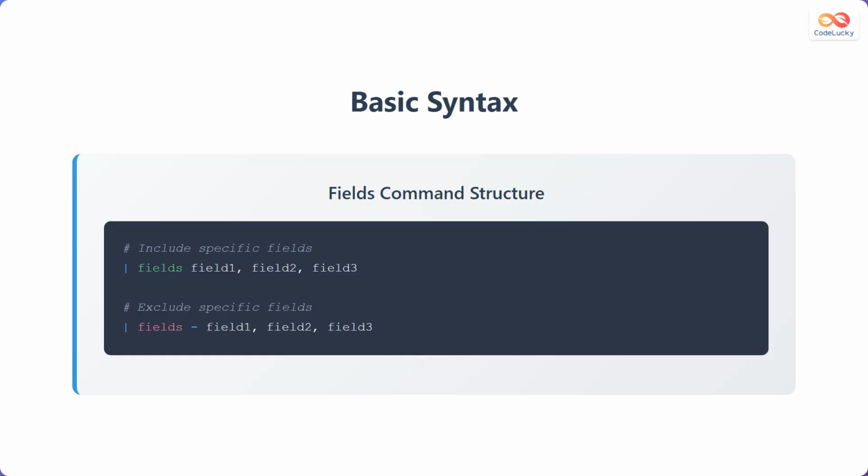The fields command follows a simple and intuitive syntax structure. To include specific fields in your results, you use the pipe symbol followed by the word fields, then list the field names separated by commas. For example, pipe fields field1, field2, field3. To exclude specific fields from your results, you use the same structure but add a minus sign before the field names. This would look like pipe fields minus field1, field2, field3. The minus sign is the key indicator that tells Splunk to remove these fields rather than keep them. This basic syntax forms the foundation for all fields command operations.